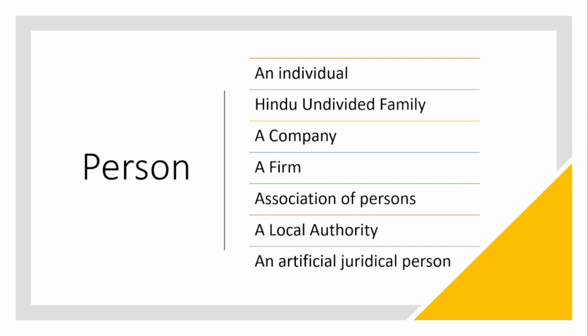Okay, the person may be an individual. He may be a Hindu undivided family, and he might be a company, a firm, an association of persons, a local authority, or an artificial juridical person. The definition or meaning of each person I have given in the previous part, please refer to that. Now, in the following questions, you need to answer stating which type of person it is out of these 7 persons.